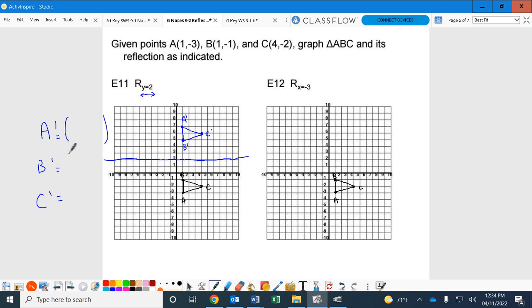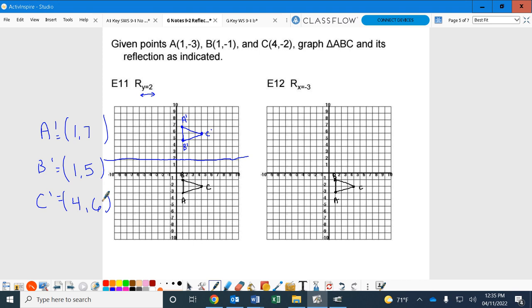So the ordered pairs for A prime, B prime, and C prime. For A, it would be to the right 1 and up 7. So 1, 7. For B prime, it would be to the right 1 and up 5. And the last one for C, it would be to the right 4 and up, is it 6? Okay, so it'd be to the right 4 and up 6, so positive 4, positive 6. Okay. Questions?